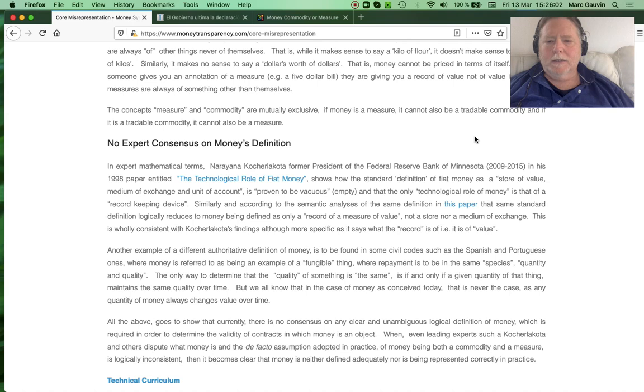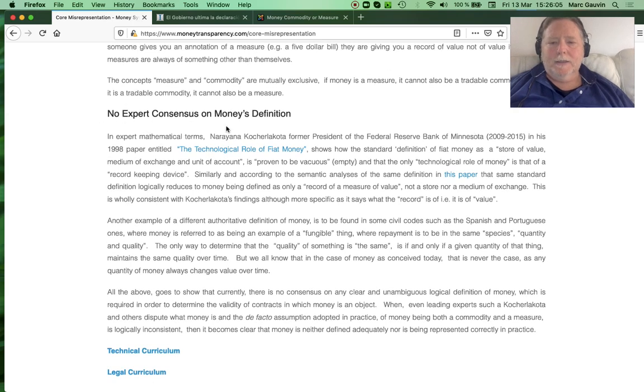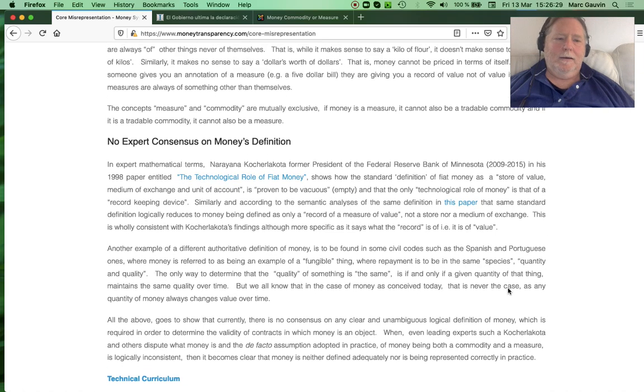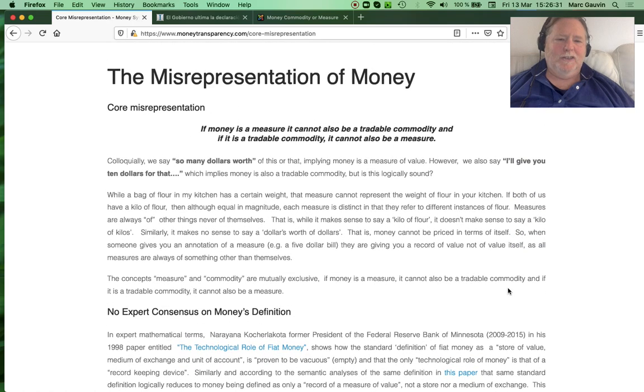Oh, just before going on, I just wanted to add this other thing, that there is no expert consensus on money's definition. And if you come to this article at moneytransparency.com, core misrepresentation, you can read this and you'll see how the issue of money's definition has by no means been addressed or solved or agreed upon. So we don't really have any valid definition of money to guide us in trying to figure this out. But we do know that this is logically impossible, and we can prove that unequivocally.